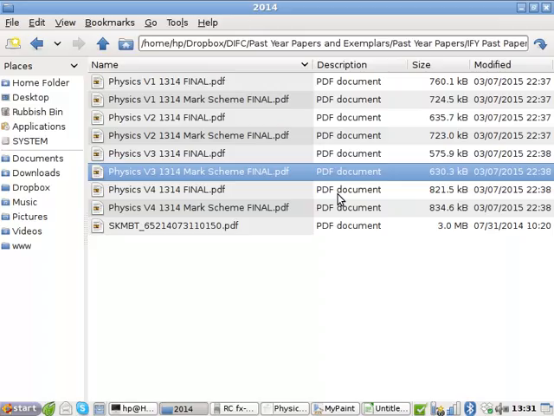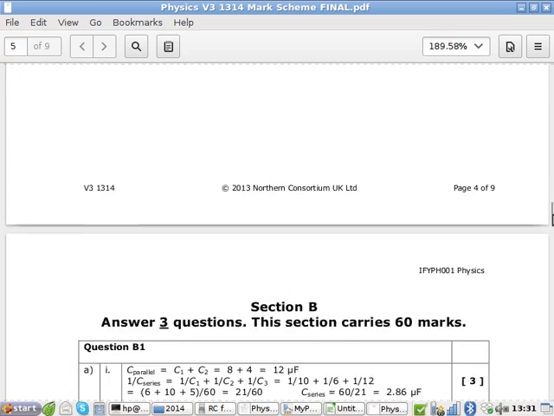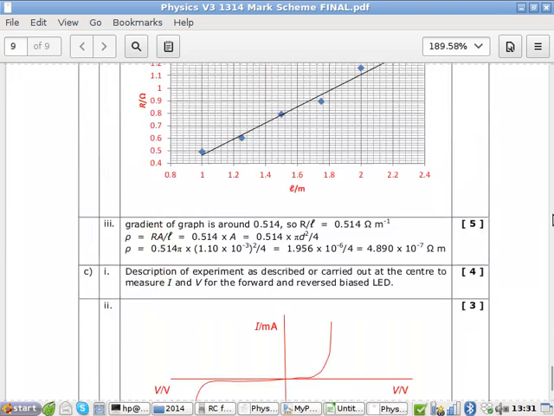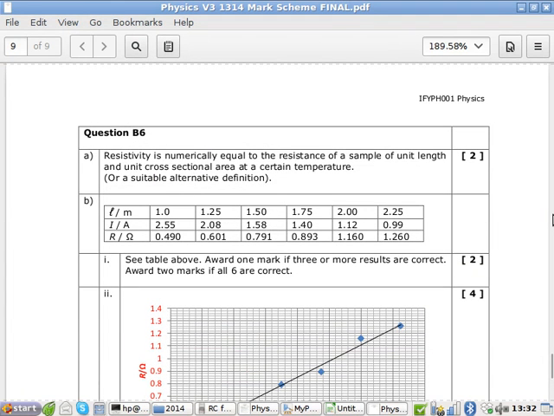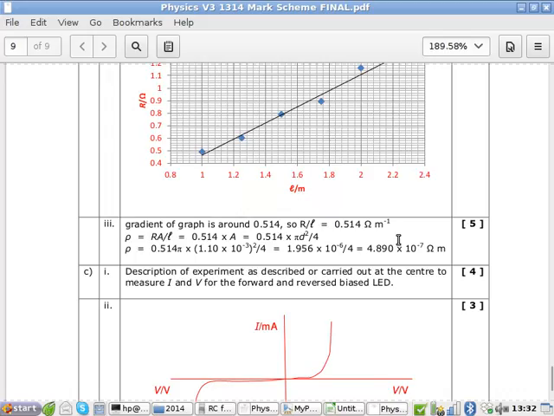Let's see what we get. Right, what number was this? Alright, look. So, resistivity is equal to the resistance of a sample of unit length and unit cross-section area, or a suitable alternative definition, which is basically putting the formula into words. That's fine. We got this value here, and we got this graph, but you notice a couple of the points are off. We can't see this on my graph because it's so small, but that's okay. We got this as well, although mine was off a little bit because of my graph.